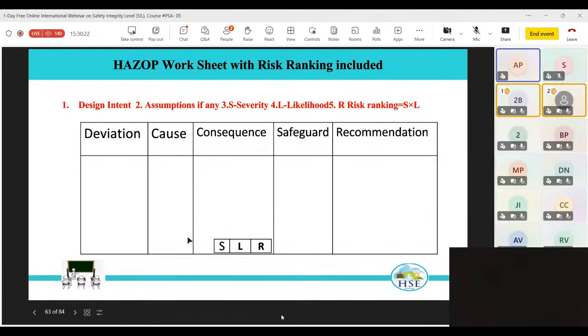So now the likelihood question would be answered only by the operations people who will be able to tell whether this kind of failure of BPCS has happened in the plant before. Suppose this has happened in a plant once in 10 years, or once in what kind of frequency it is, that we can find out from the logbooks or past records, and then depending upon that frequency we can assign the SLR, and once you multiply S and L, you get the rating for risk.